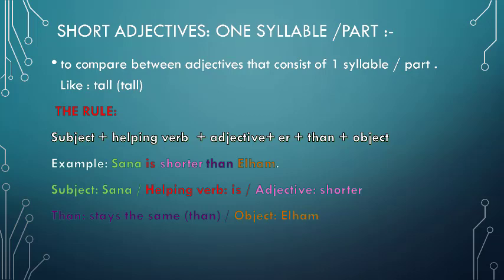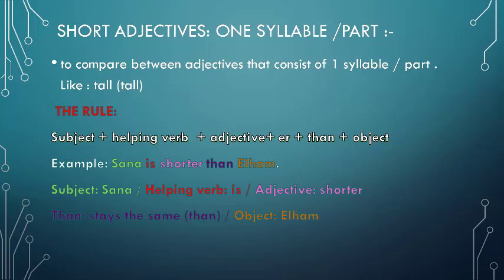The rule here says you have to start with a subject plus a helping verb plus an adjective, then you add to the adjective er, then you have to add than, finally you put the object.